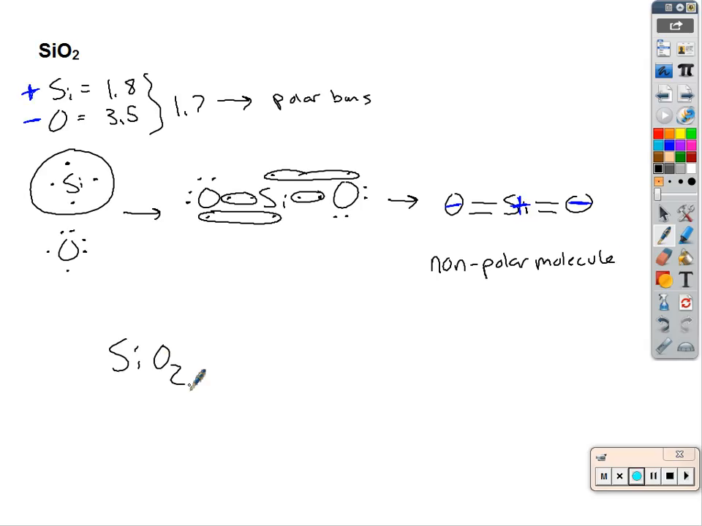On to the nomenclature. No subscript on the silicon, so we assume it's 1. Can't use mono on it, so it's just silicon. Prefix for 2 is di. Oxygen changes to oxide. The I's usually stick on the prefixes when we're attaching it to oxygen. O's and A's most of the time are dropped. So if it had been mono, we'd drop the O off the end of mono and call it monoxide. If it had been tetra, we'd drop the A off the end and call it tetroxide. But the I's stick around, so di remains di.